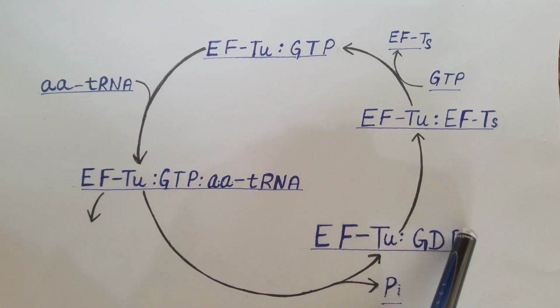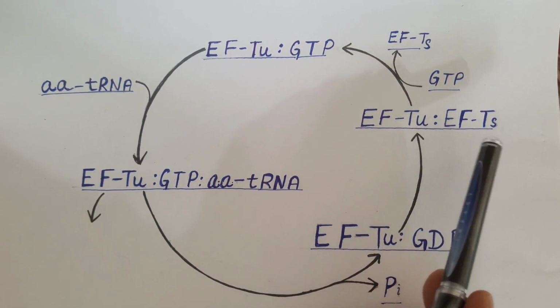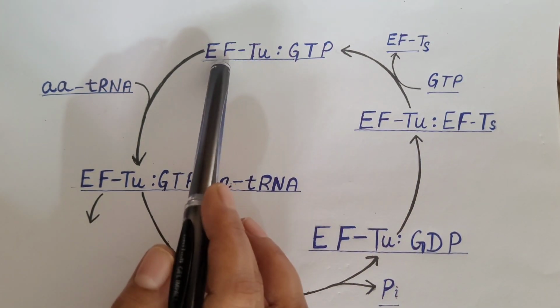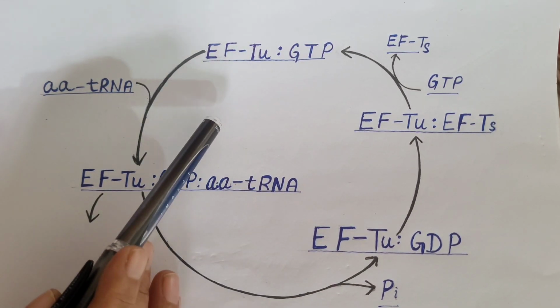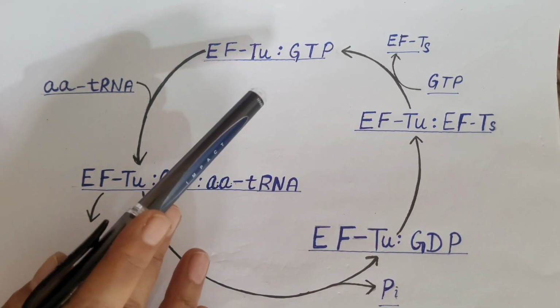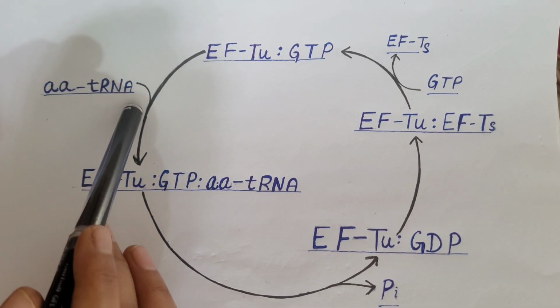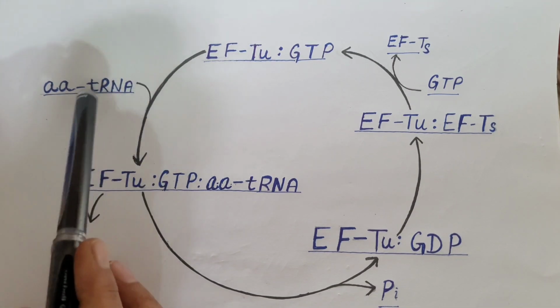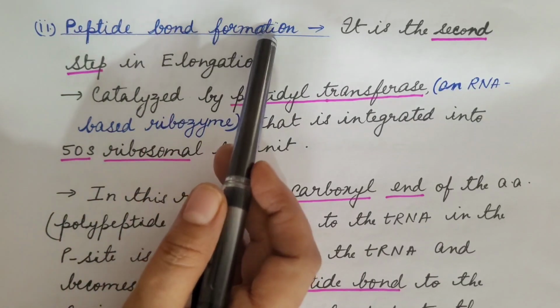Then this GDP is displaced by EFTS and forms EFTU EFTS. Then this EFTS is displaced by GTP and EFTU GTP is regenerated, and it is now ready to take part in another round of elongation. Again it binds with another aminoacyl transfer RNA depending upon the codon present in the A site, and the process continues.